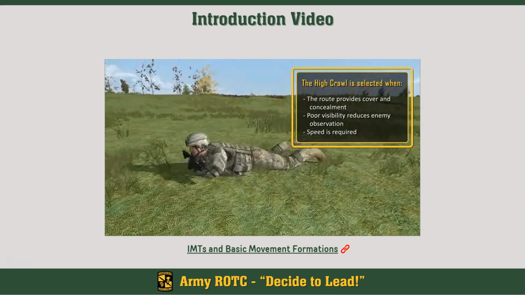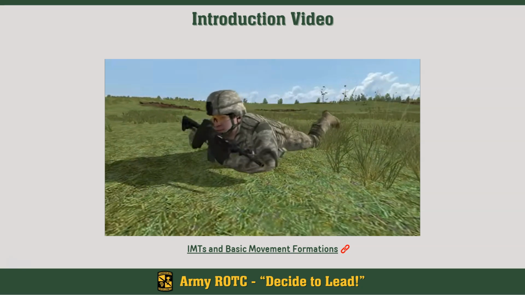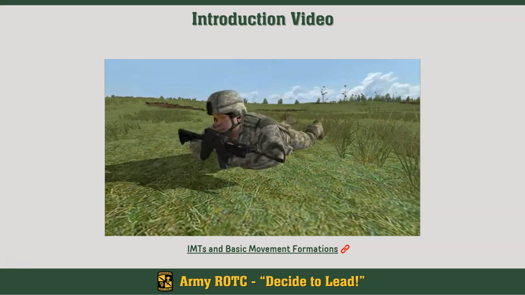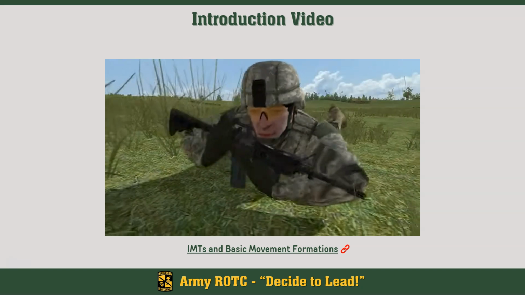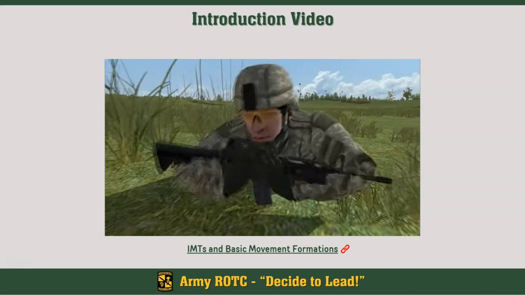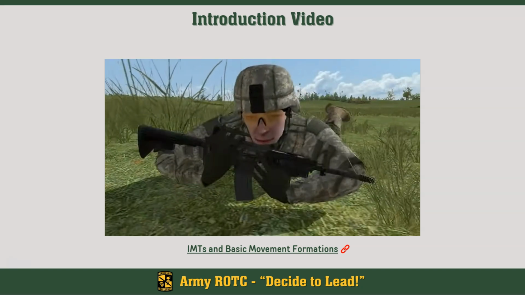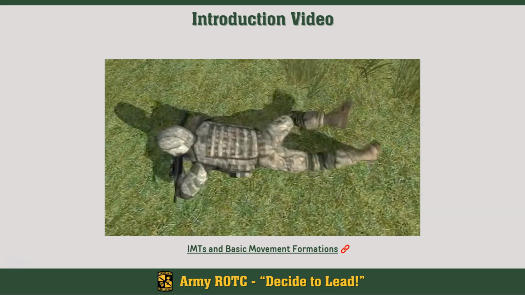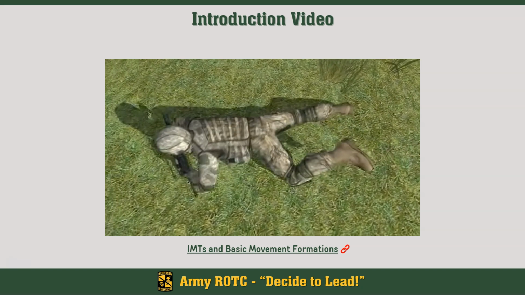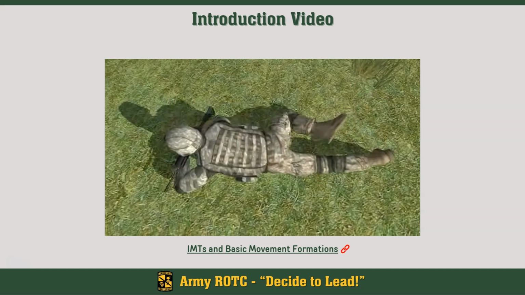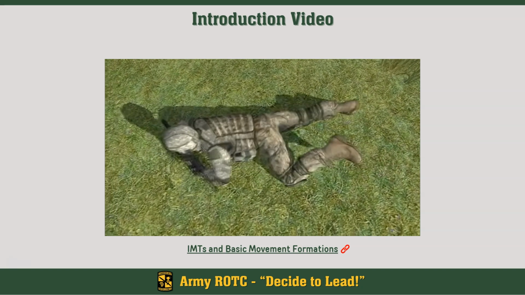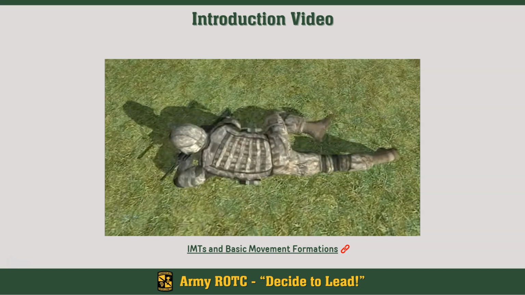The high crawl is selected when the route provides cover and concealment, poor visibility reduces enemy observation, and speed is required. Keep your body off the ground. Rest your weight on your forearms and lower legs. Cradle your weapon in your arms, keeping its muzzle off the ground. Keep your knees well behind your buttocks so it stays low. Move forward by alternately advancing your right elbow and left knee, and left elbow and right knee.